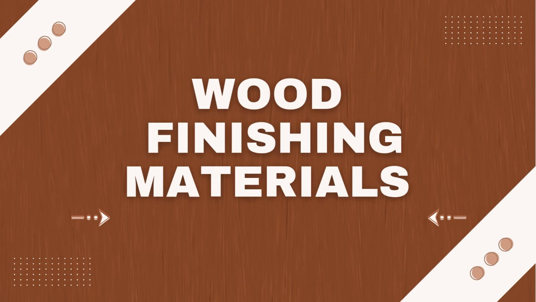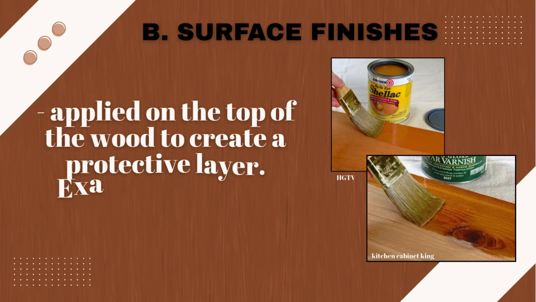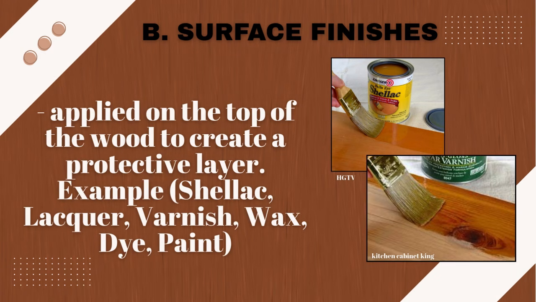Wood finishing materials. Penetrating wood finish: the finishing material used to penetrate the wood grain. Example: Danish oil, cedar oil. Surface finish: applied on top of the wood to create a protective layer. Example: shellac, lacquer, varnish, wax, dye, paint.